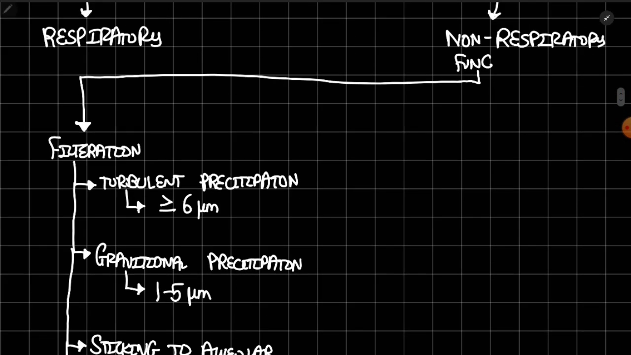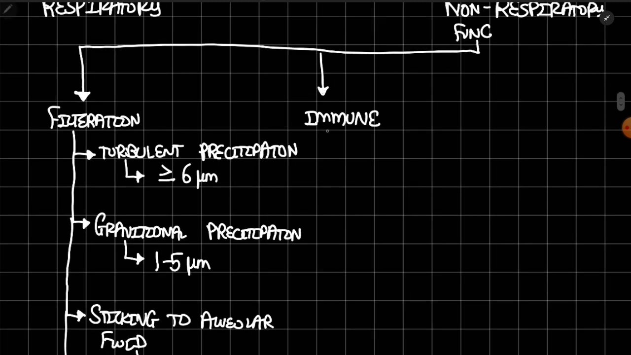Now, the second non-respiratory function is the immune function of the respiratory system. What is the immune function of the respiratory system? Many pathogens, many bacteria get stuck in the airways, so they need to be digested. There are two methods of the immune system to destroy these bacteria: digestible, and second, non-digestible.